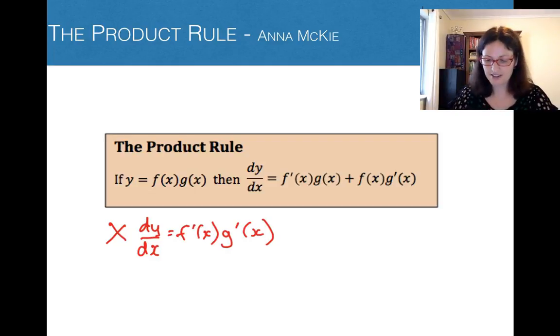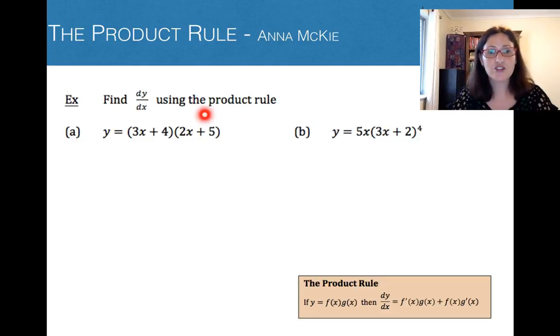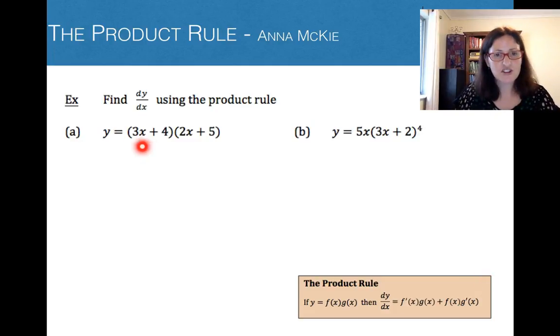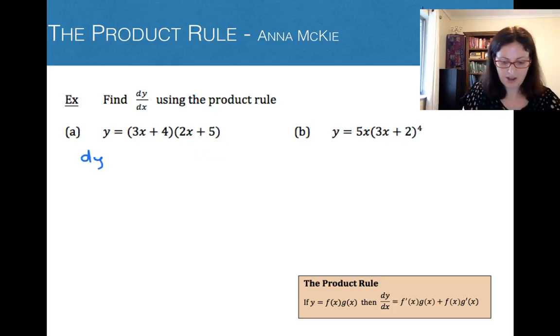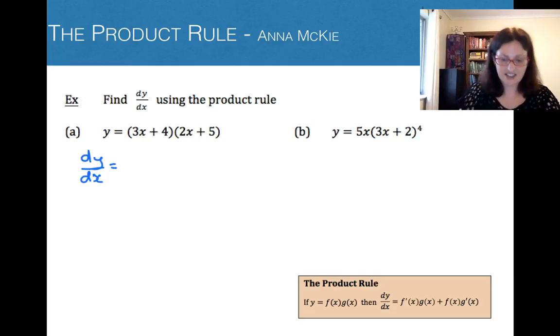So let's put that into practice. Find the derivative, dy by dx, using the product rule. The rule's down here in case you need a refresher. So we've got two functions, this is the first and this is the second. So let's write out dy by dx. So the rule is you differentiate the first and leave the second.